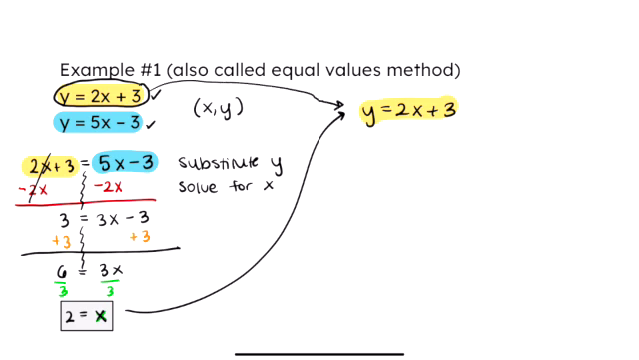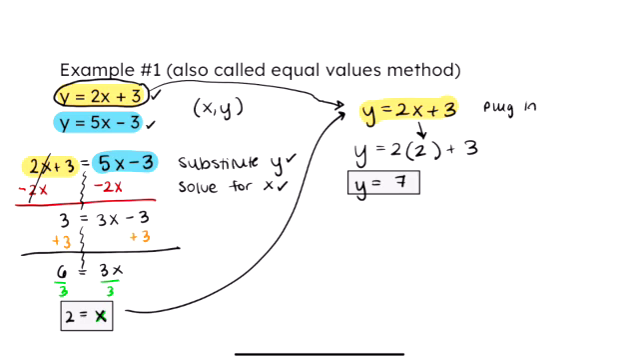And I'm going to replace x with what we just found. So we found out that x equals 2, so I'm going to replace x with 2. And then all we have to do is calculate. 2 times 2 is 4, plus 3 is 7. So we substituted y, we solved for x, and then we plugged in x to find y.